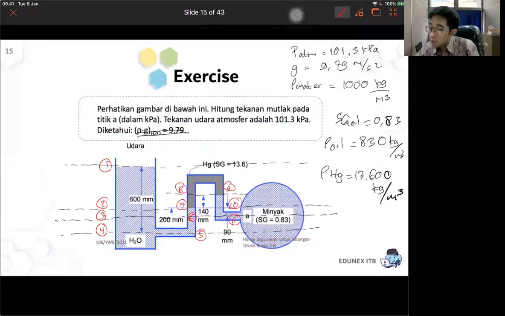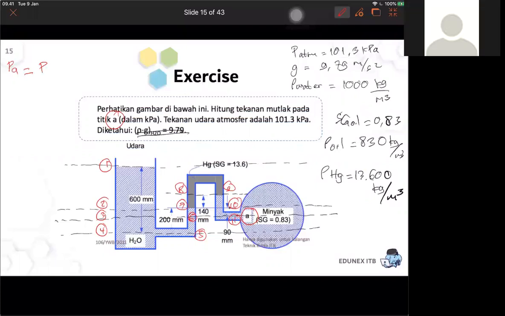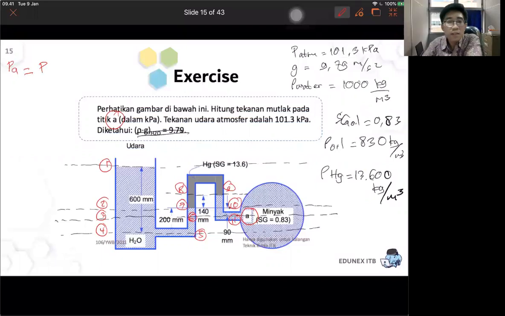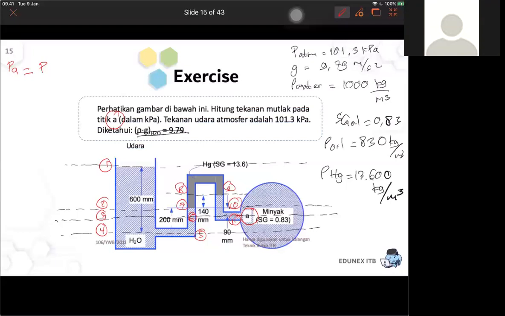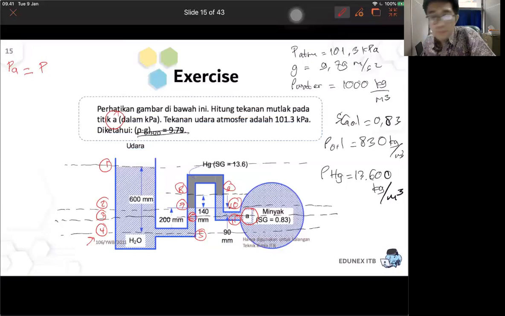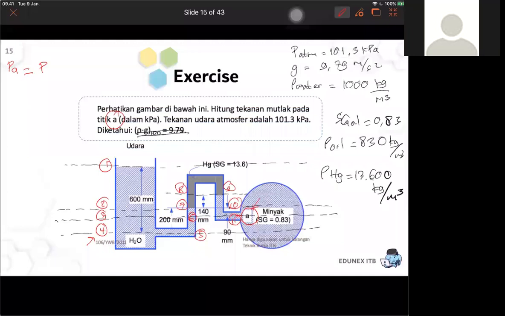So the question is, you need to calculate the pressure at point A. Point A is here. Can you see the numbers? In order: 1, 2, 3, 4, 5, 6, 7, 8, 9, 10, 11. Okay. So the pressure at point A will equal the pressure at point... Point one, sir. Point one, here. Oh, point A. Okay. Point A is the one being asked. Point A is in the oil at this line. So point four. Point four is here. Yes, sir. Point A is here. So, okay, it will be the same as point 3. Is it correct?